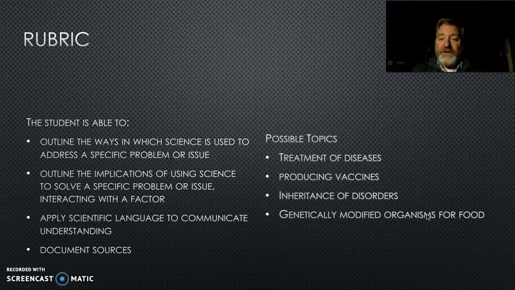We also study the inheritance of disorders in people. And of course, there's a whole lot of information around genetically modified organisms that we use for food, racehorses. We use it in all sorts of ways. So lots of interesting applications of genetics and the inheritance of traits.